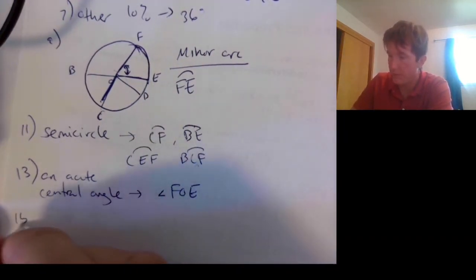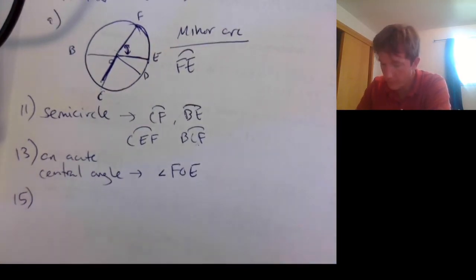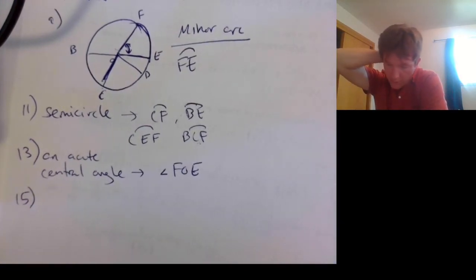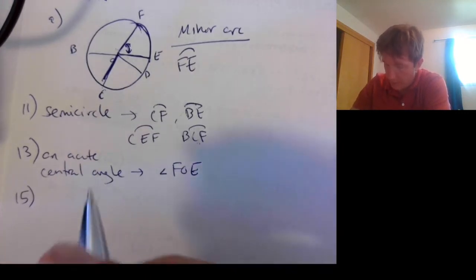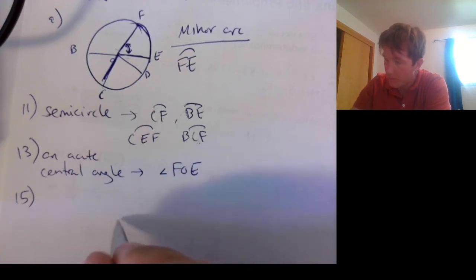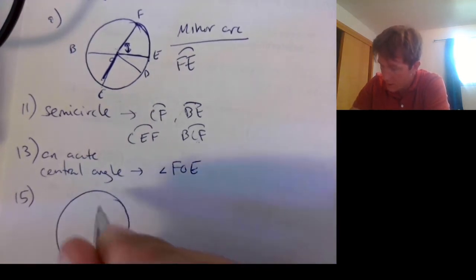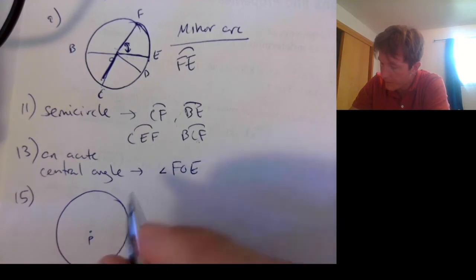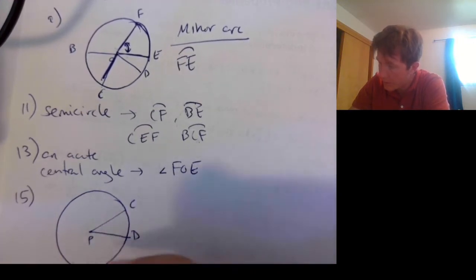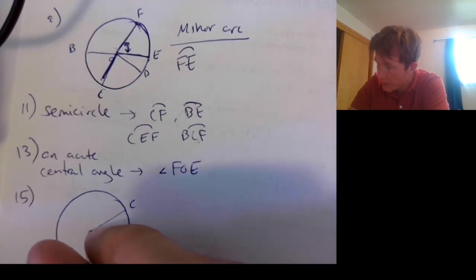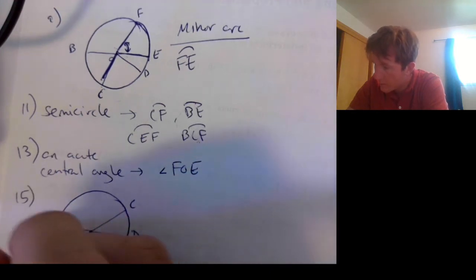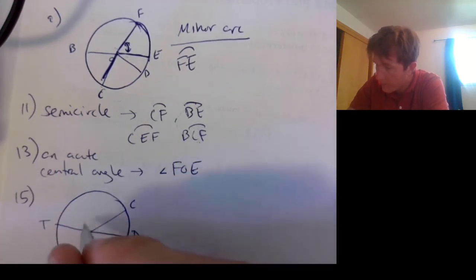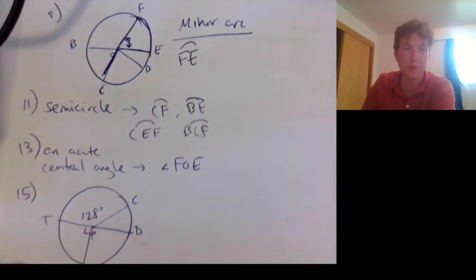Okay, moving on. Number 15. I want to find the measure of each arc in the circle P. Okay, so there's plenty here to do. Circle P, P in the center. It's got C out here, D, B, and T. That's a right angle. The angle up here is 128 degrees.